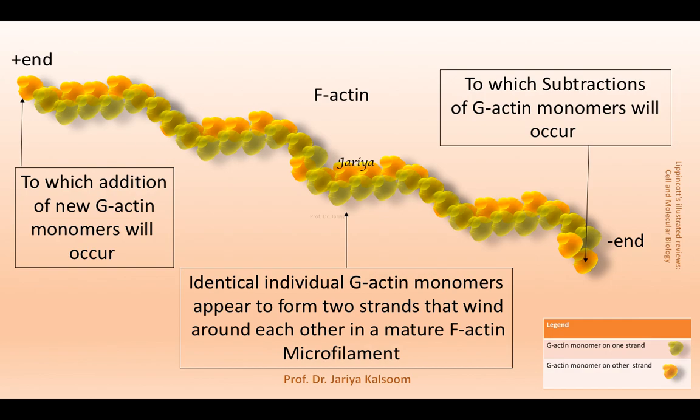F-actin polymers have a plus end to which more actin subunits are continuously added and a minus end from which G-actin subunits fall off one at a time. As one subunit is added to the plus end, two strands of G-actin subunits wind around each other to form mature actin strands.